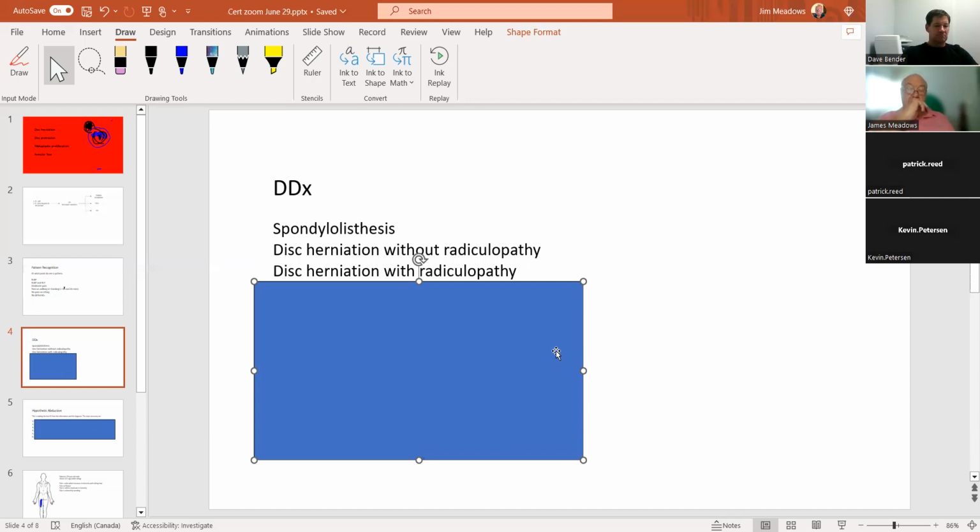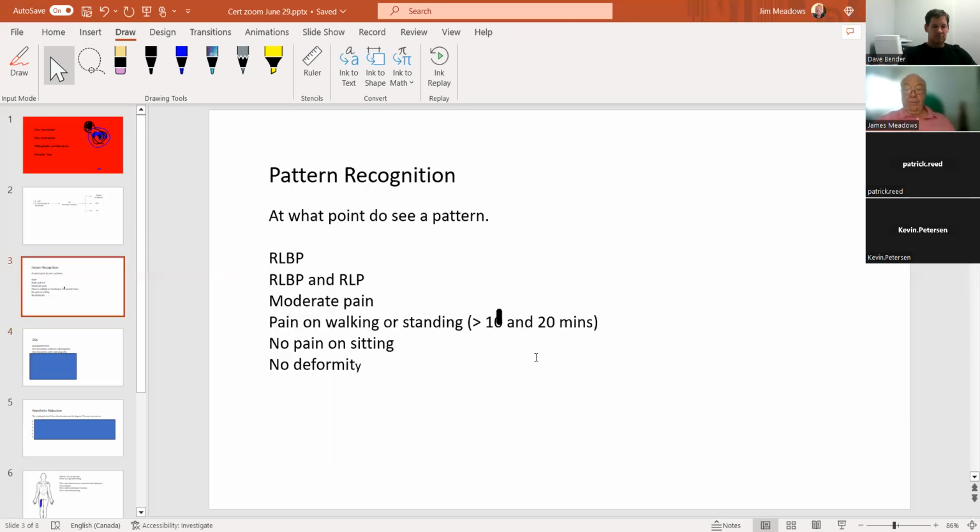Now, this is why negative differentials are so much easier. We got rid of spondylolisthesis really easily. We can get rid of these two easily if we get the right answers to questions or the right answers to tests. Now, the right questions are, first off, is there a deformity? Is there a deformity?